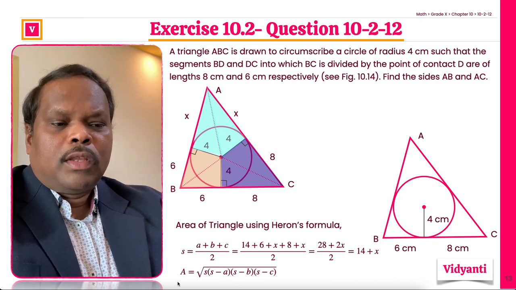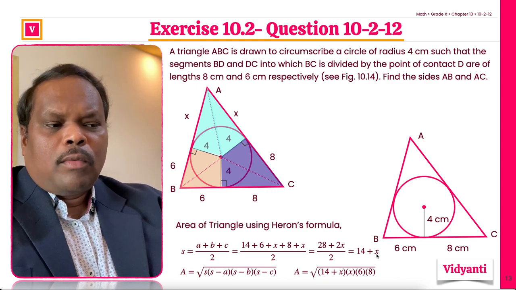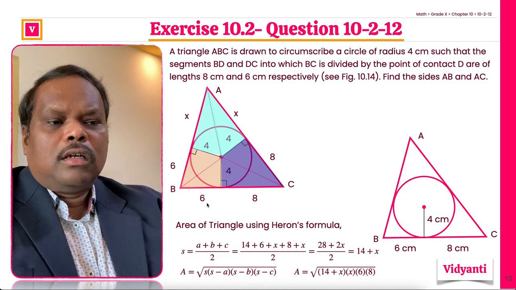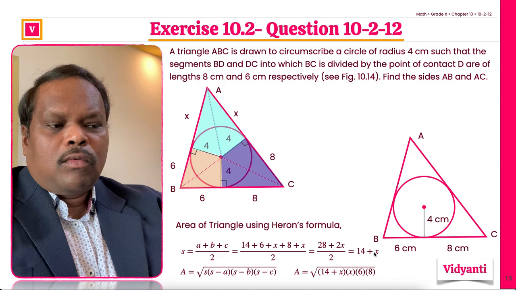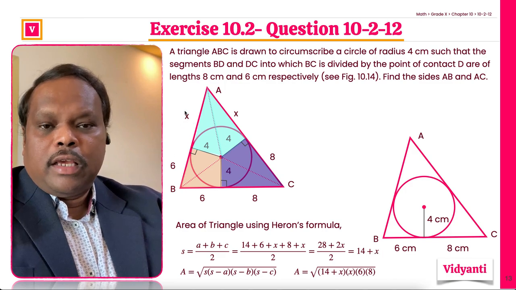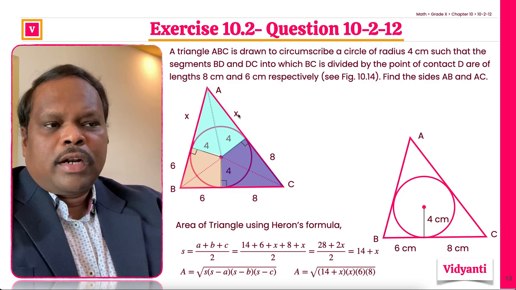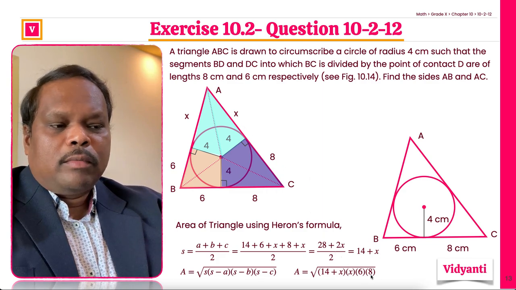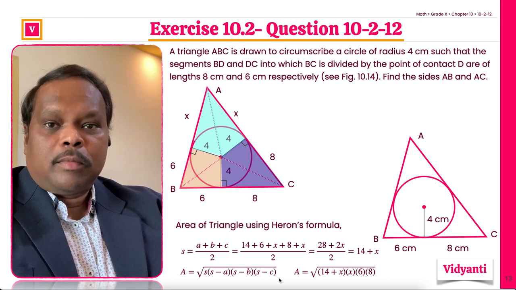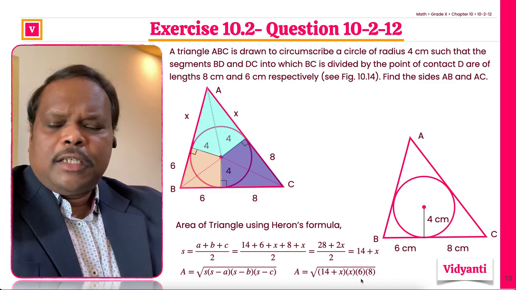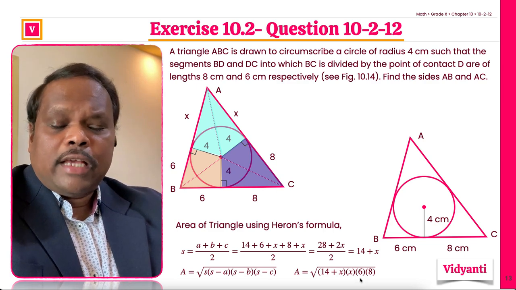So for the time being, s, I will replace it as 14 plus x from here. Now, from 14 plus x, I will subtract this 14, so only x will remain. From 14 plus x, I will subtract this x plus 6, so 6 will remain. And from 14 plus x, I will subtract x plus 8, so 8 will remain. Why? Because the formula is s minus a, s minus b, s minus c. So this is the expression. We cannot do anything further because we don't know the value of x, so this remains as it is.